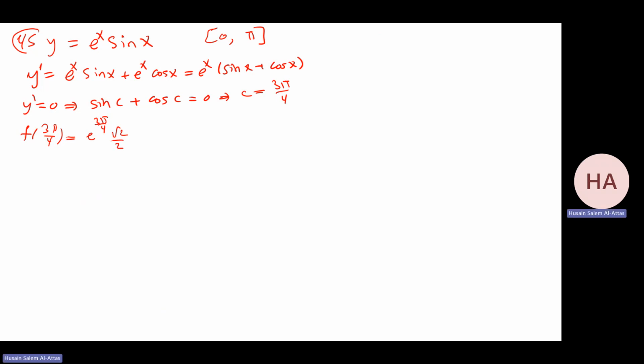Okay. And f at 0 will be 0. f at pi will be 0. So this is an absolute maximum for sure, and this is the absolute minimum. Two different values.